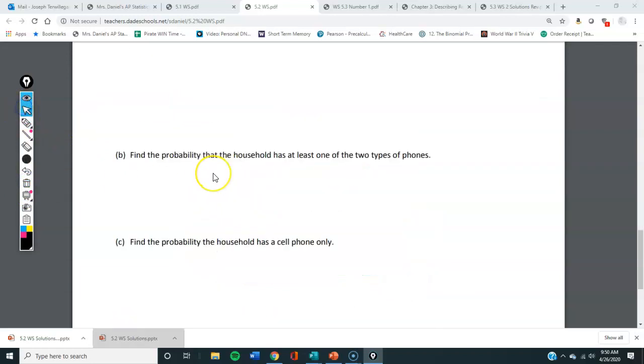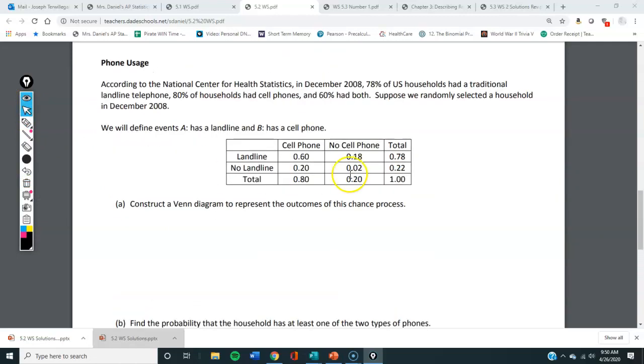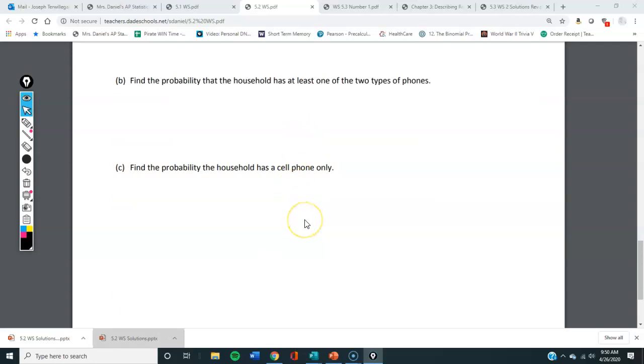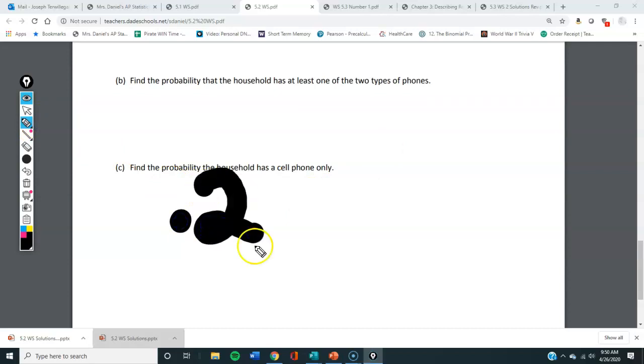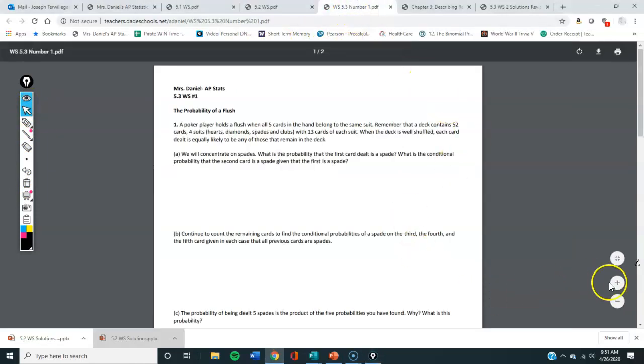Hopefully you have that diagram down because I'm going to go do this one. What's the probability that they only have a cell phone? Only have a cell phone was 0.2, right? That means they have a cell phone, but not a landline. Boom. All right, we good? Let's go to 5-3, number 1.